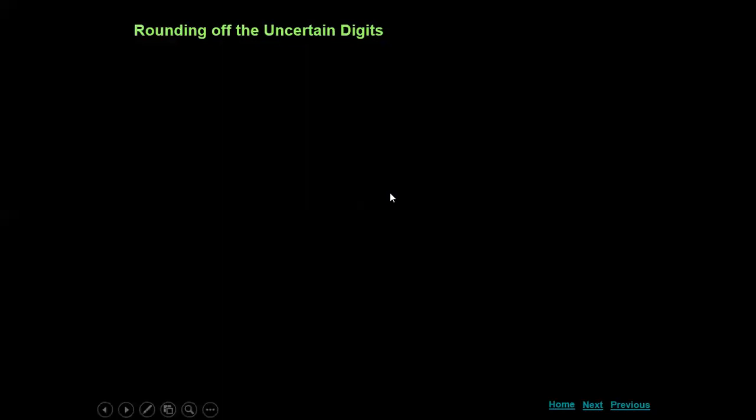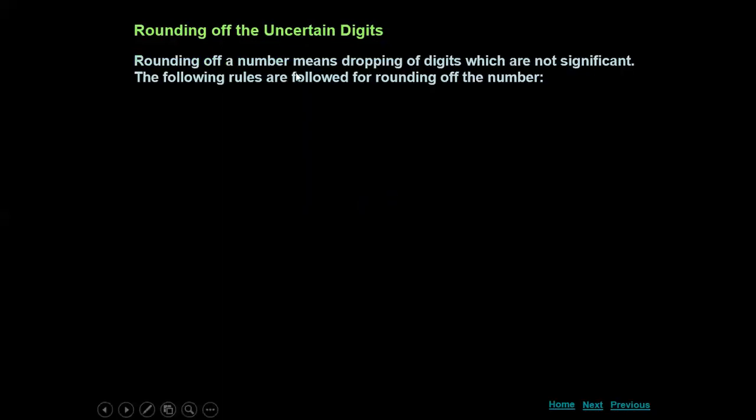Rounding off a number means dropping digits which are not significant. Not significant means which are uncertain. Such digits we can round off. We will have certain rules here, around 5 rules. Those we will see clearly. These are known topics, but we will be studying them in detail, so you will not have any more doubts after completion of this topic, right?